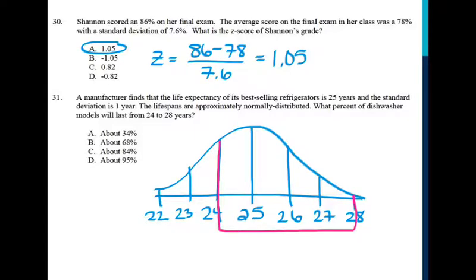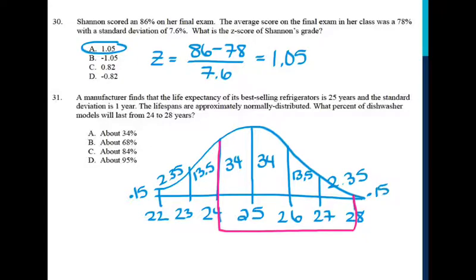So in the middle is 34 and 34. The next set is 13.5 and 13.5. The next set is 2.35 and 2.35. And your next set of parentheses is 0.15.